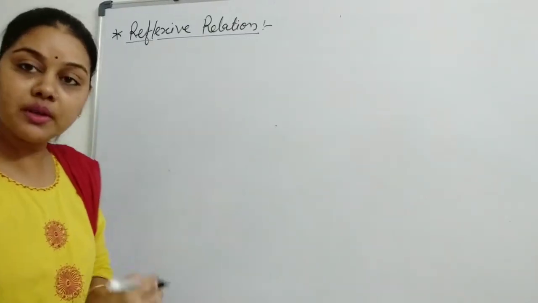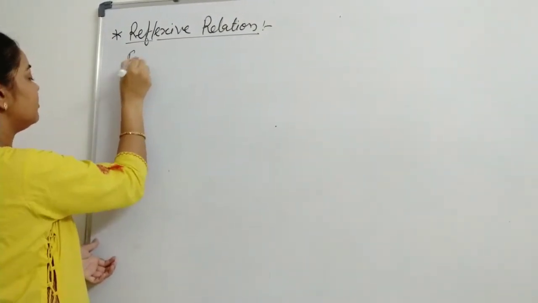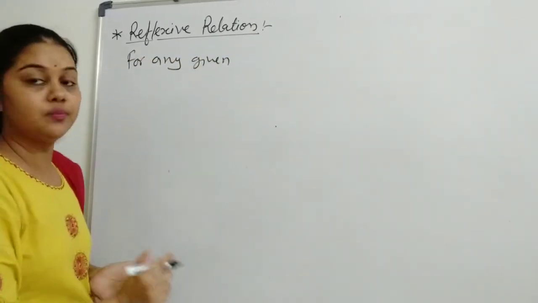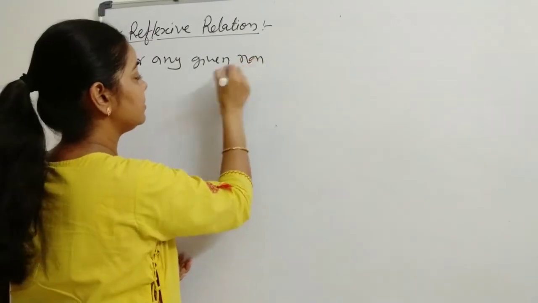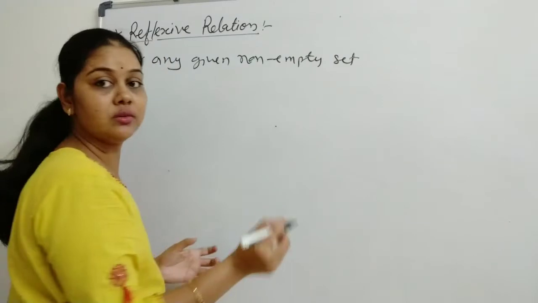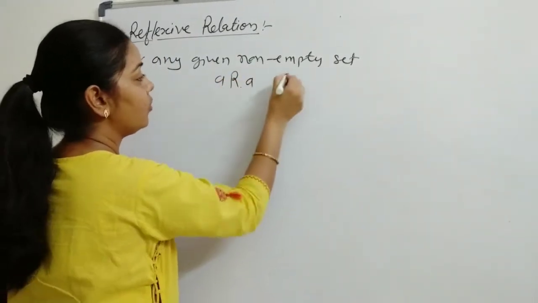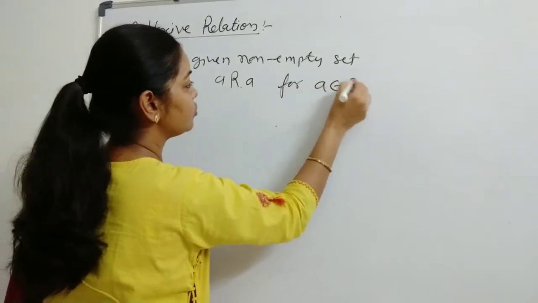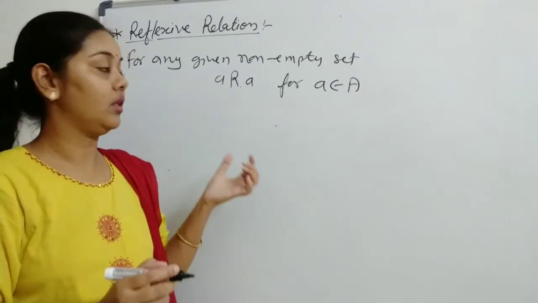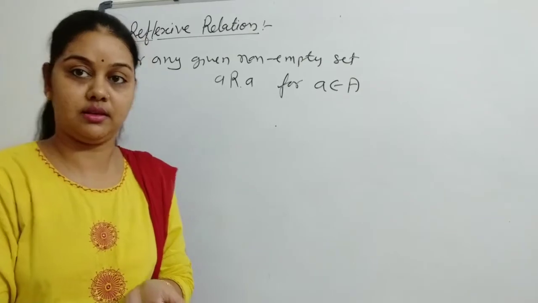Reflexive relation. What is the meaning of reflexive relation? Reflexive relation means for any given non-empty set, A is related with A for a belongs to A. For an element a, there must be a having relation with a itself.